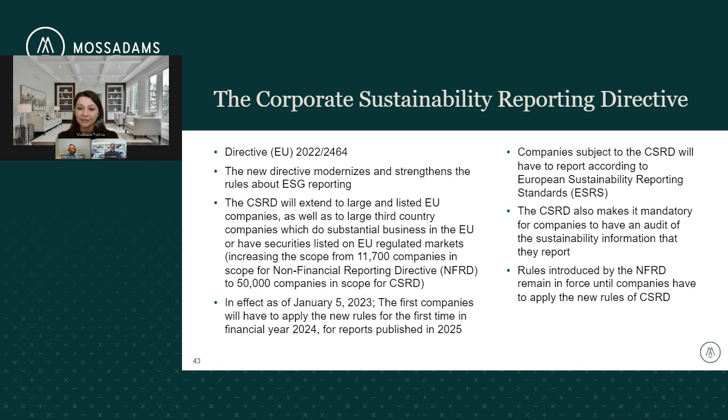published in 2025. The CSRD does have a broader reach, scoping in large and listed EU companies, as well as large foreign companies who do substantial business in the EU or have securities listed on EU regulated markets. This increases the scope from 11,700 companies under NFRD, which was the Non-Financial Reporting Directive, to about 50,000 in scope for CSRD. Companies in scope for CSRD will need to report according to the European Sustainability Standards, and it will be mandatory for companies to have an audit of the sustainability information that they report.